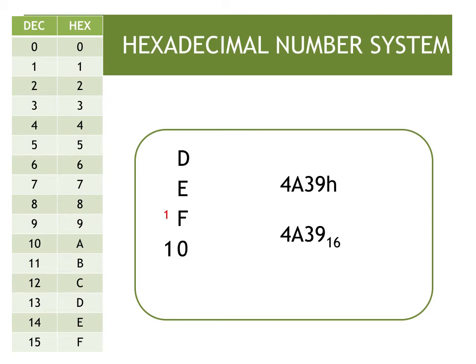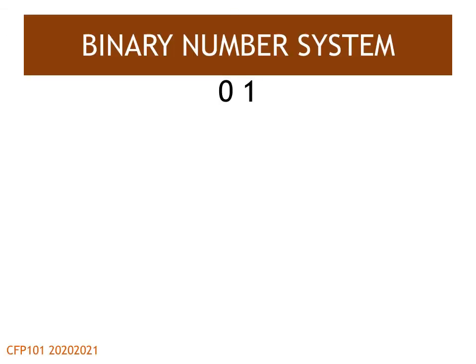The last number system I'm going to talk about is the binary number system. Okay, binary number system, so it only has 2 digits. These digits, 0 and 1, are called bits. Bit is actually taken from binary digit. It's shortened, that's why they're called bits.